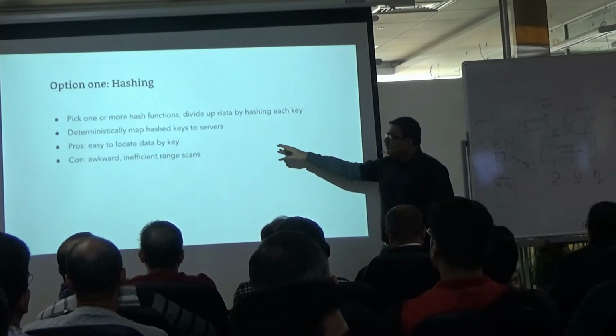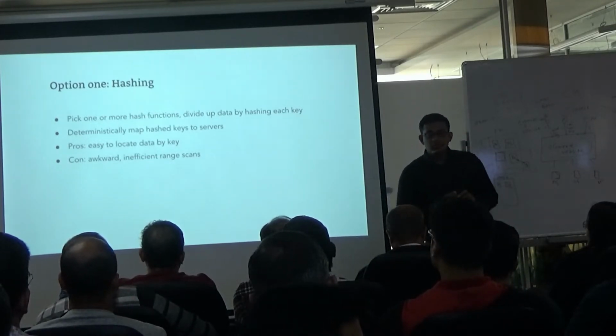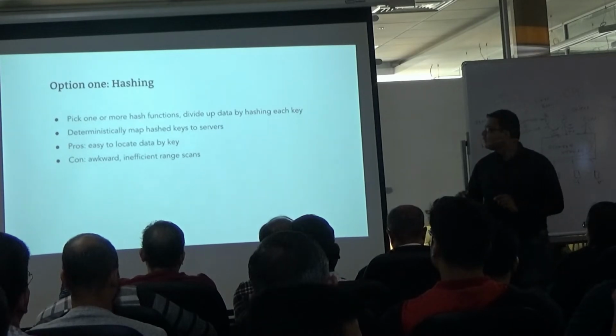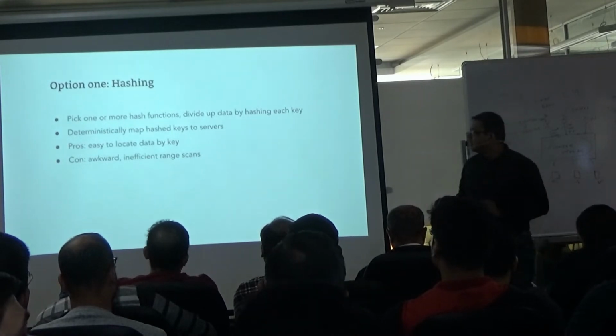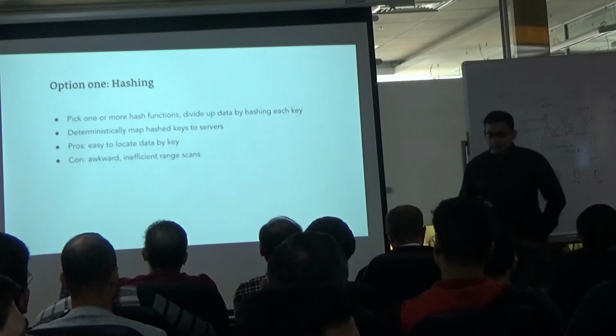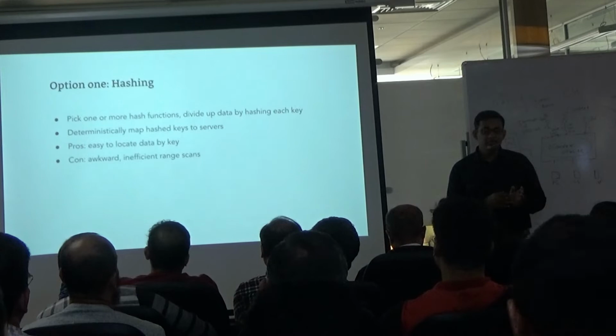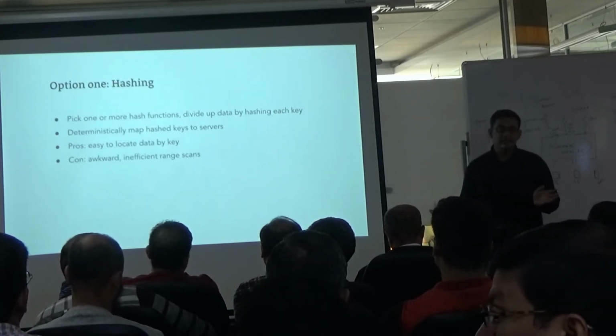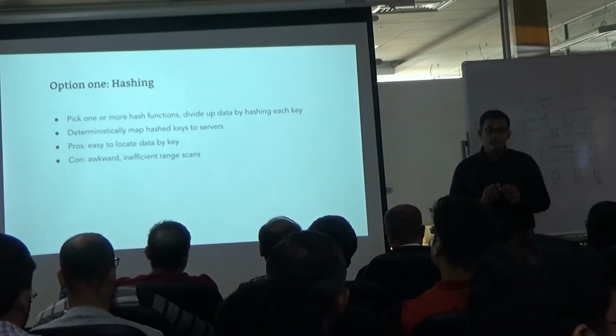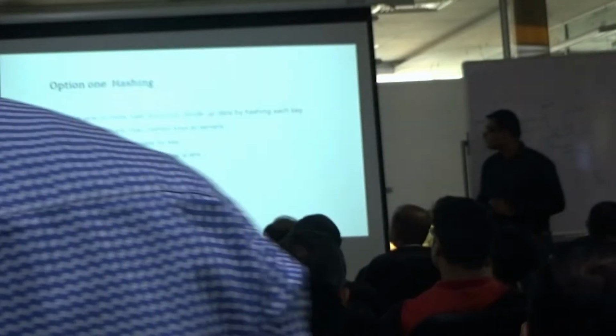It's very simple logic. The only point is that range queries are a problem. If you have to do a range query, you have to scan the entire database because you don't know where a particular range is stored, because placement is randomized by the hash.